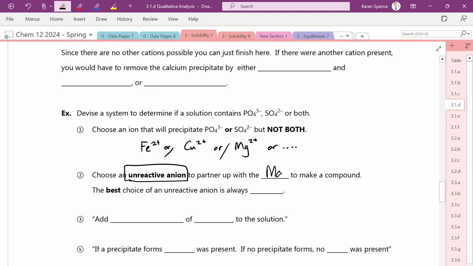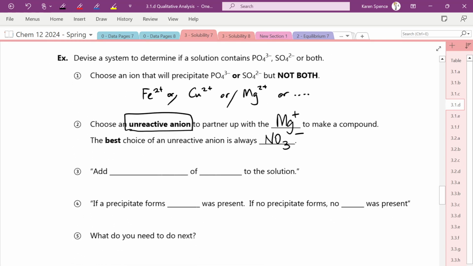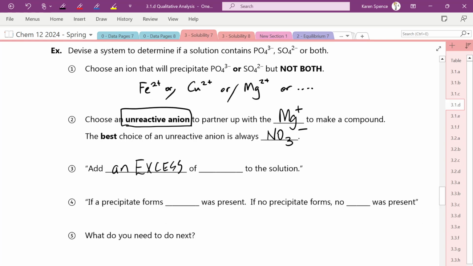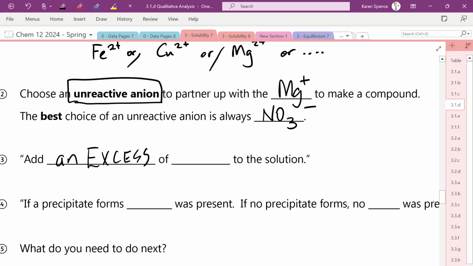We're going to choose magnesium here. The best unreactive anion is always nitrate, NO3 minus. So now we need to add an excess of, tell your partner who. NO3 minus.